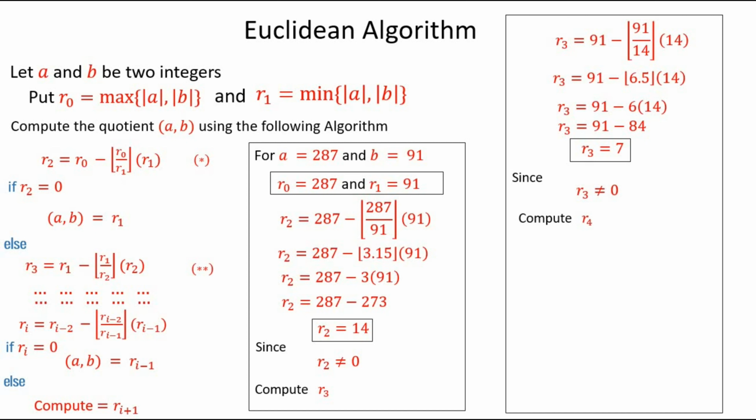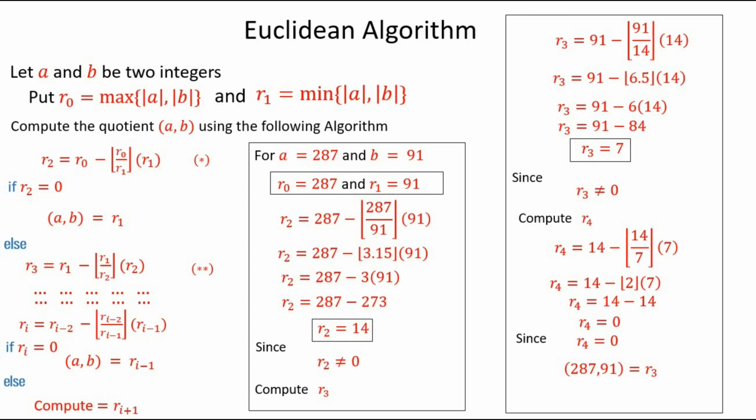By putting the values of r2 and r3 in the general form of the algorithm, we get r4 equal to 14 minus floor of 14 over 7 times 7. 14 over 7 is equal to 2, so r4 is equal to 14 minus floor of 2 times 7. Here the floor of 2 is equal to 2, so r4 is equal to 14 minus 14, so r4 is equal to 0. Since r4 is equal to 0, the GCD of 287 and 91 is equal to r3, where r3 is equal to 7. So the GCD of 287 and 91 is equal to 7.